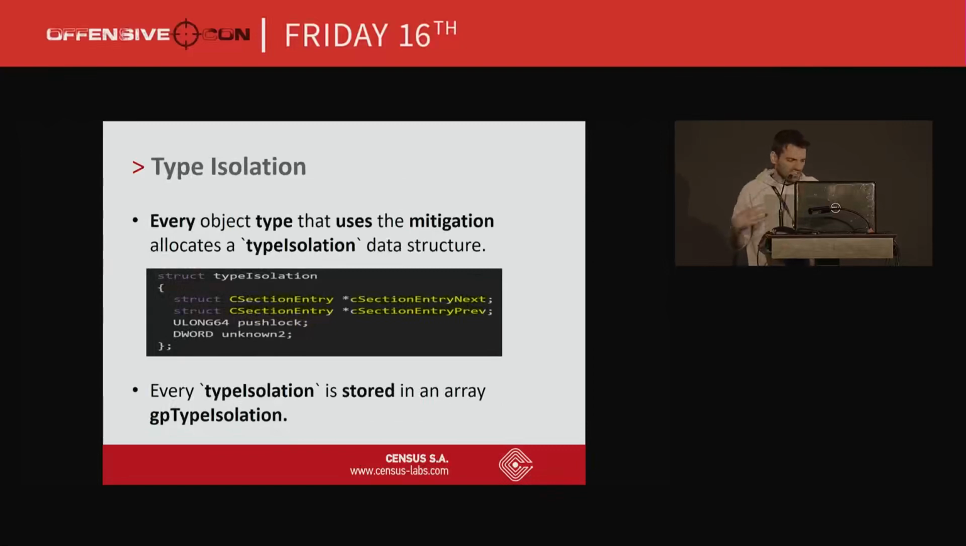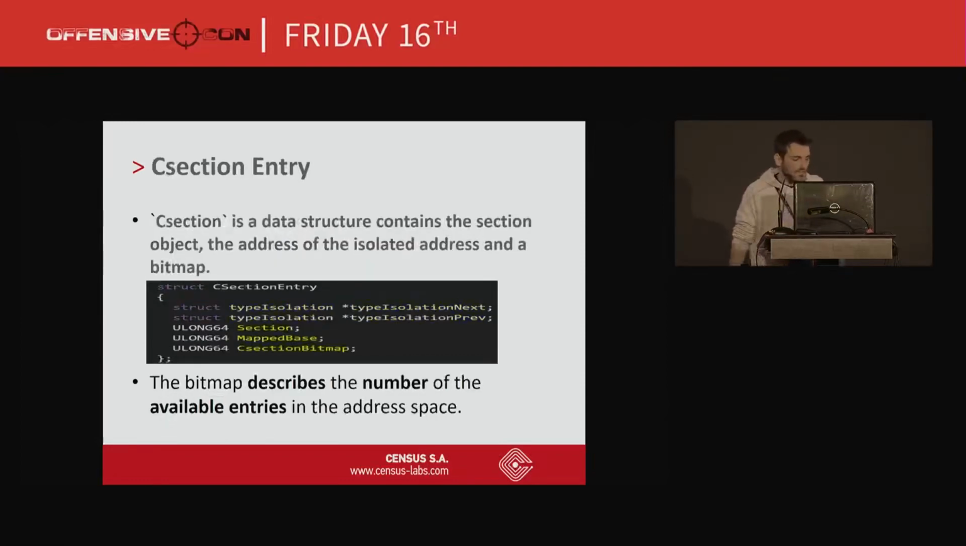So every object type that uses that mitigation allocates a type isolation data structure, which is the following. It contains a doubly linked list of CSection entries. I'm going to explain the CSection entries soon. And every type isolation is stored in a global array called gpTypeIsolation, which has a type isolation data structure for every object type that uses the type isolation mitigation. Now, the CSection entry is a data structure that contains the section object that we used to create that isolated address space, the address of the isolated address space, and the bitmap. The bitmap actually describes how many available entries exist in that isolated address space.